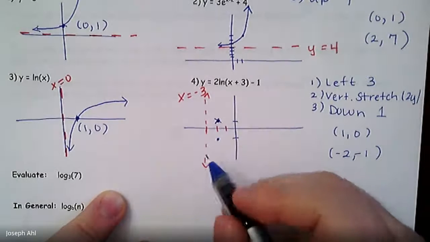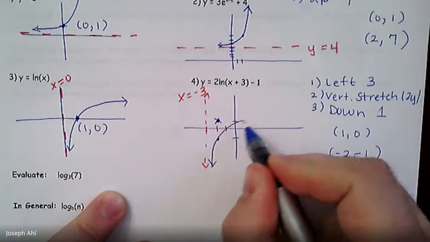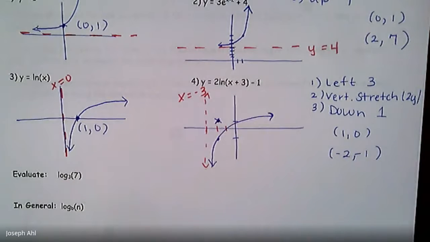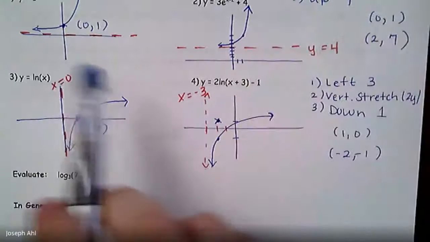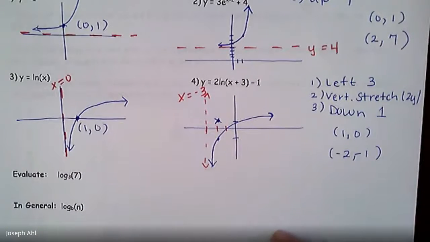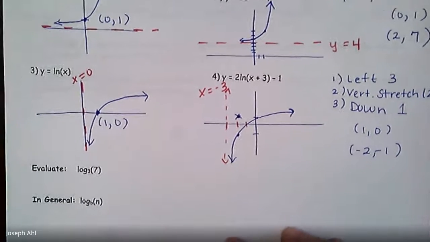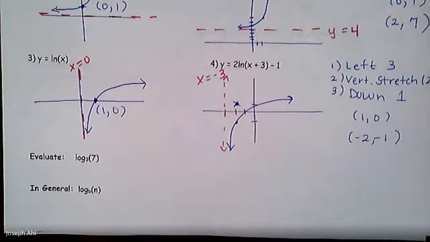Okay, so based on all that, we're going to have a graph that looks something like this. I probably could have even done a better job to show that vertical stretch, that scale factor of 2. But in the end, we can get a relatively nice rough sketch as to what that graph looks like.